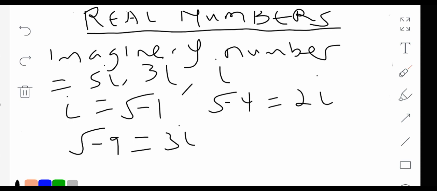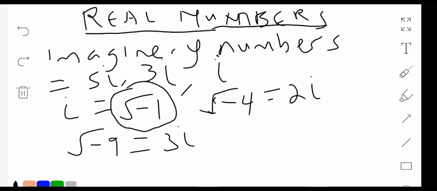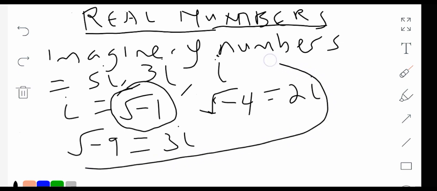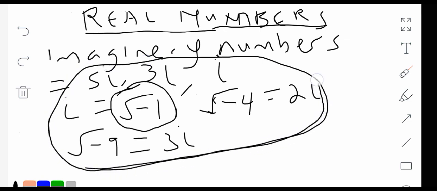These are imaginary numbers. And there is no way we can plot this on a number line. You cannot plot square root of minus 1 on a number line. It's not possible. So that's why we call them imaginary numbers. Everything here cannot be expressed on a number line, and they are called imaginary numbers.